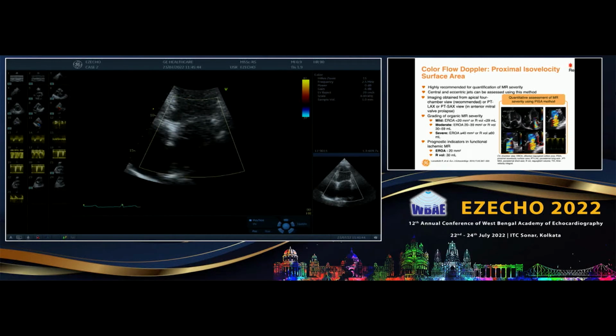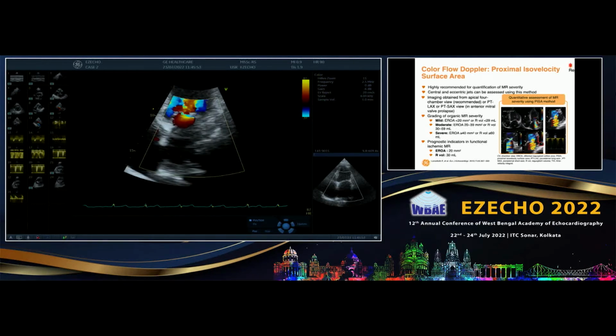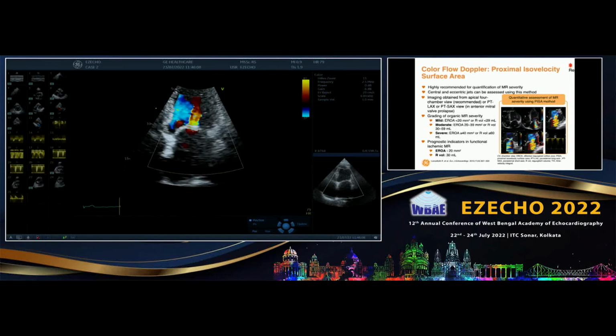Remember, you always shift the Nyquist baseline in the direction of the flow. In MR, the flow is going down, so the Nyquist should go down, here 40. In AR, the flow is going up, so the Nyquist limit should go up there. That's the way. The baseline should always go in the direction of the jet. That is why in TR it will be different, it will be up. Fairly correct.